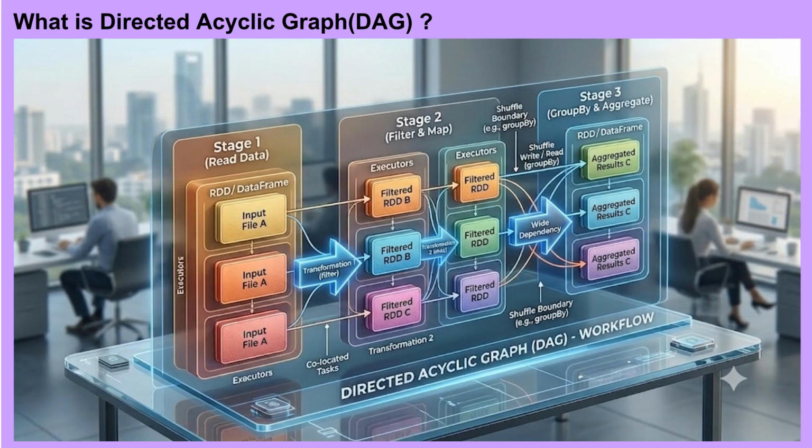Optimization. By looking at the whole graph before running it, Spark's Catalyst Optimizer can rearrange operations, like pushing filters closer to the data source so it reads less data off the disk from the very start.